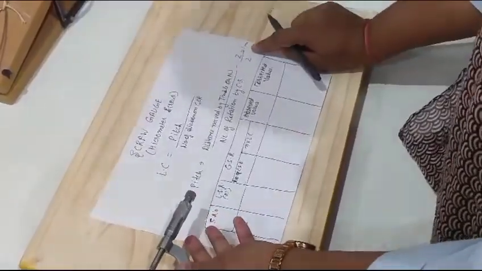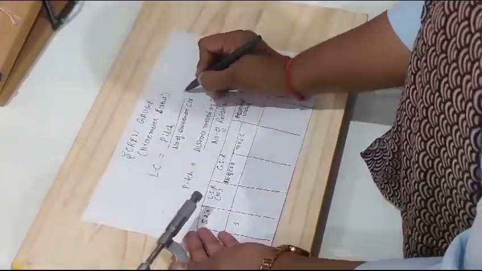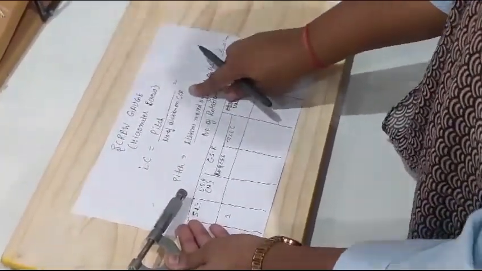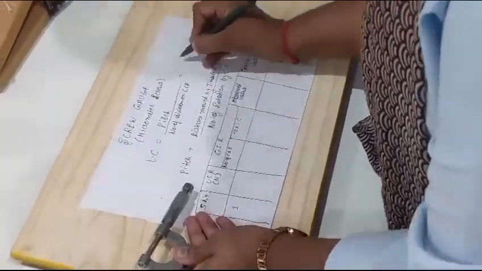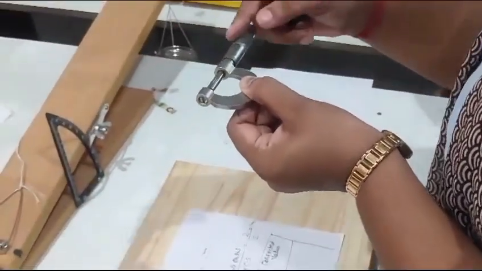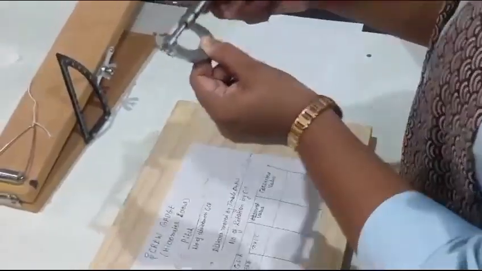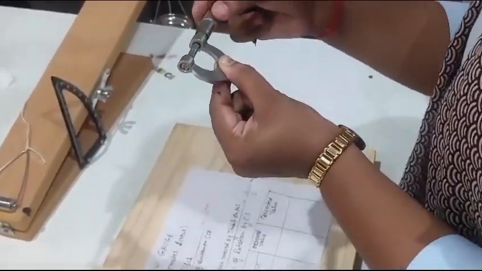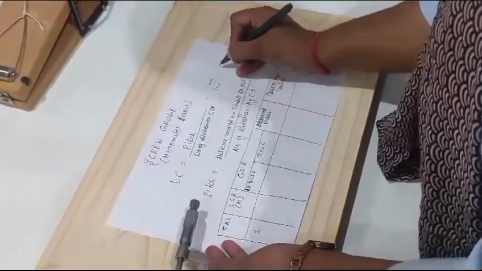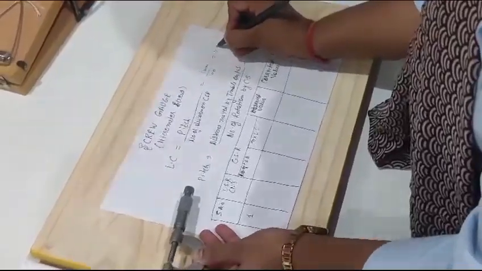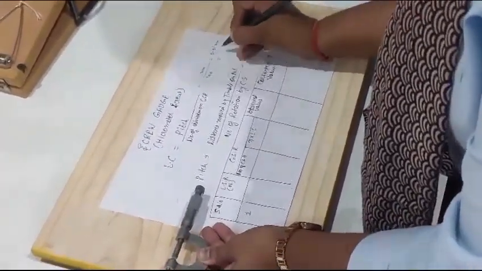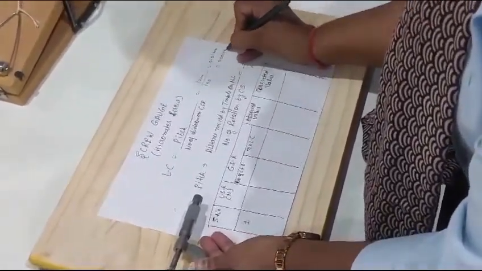Clear? Now that you have the value of the pitch, you can simply find the value of the least count. How will you find it? Pitch divided by the number of divisions on the circular scale. Your pitch value is 1 mm, divided by how many divisions are on the circular scale? 100. As you can see, a close look shows we have values from 0 to 100. So 1 mm divided by 100 gives you 0.01 mm. And you can simply convert it into centimeters also. That will be 0.001 centimeter.